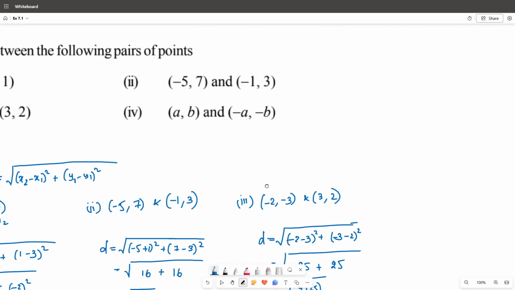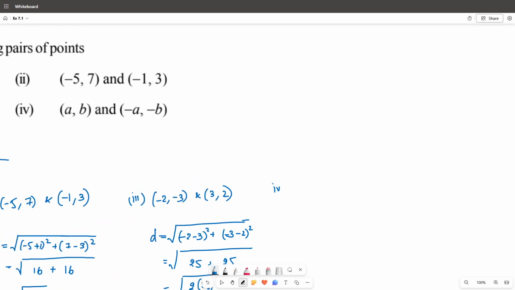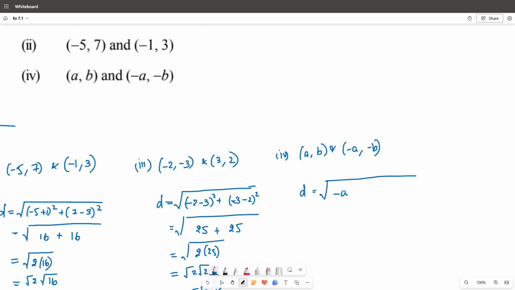Next, the last bit, a b and minus a minus b. So the fourth one, the last one, is a comma b and minus a comma minus b. So again, distance d is equal to under root (x2, that is minus a, minus x1, that is a) whole square, plus (y2, that is minus b, minus y1, that is b) whole square.